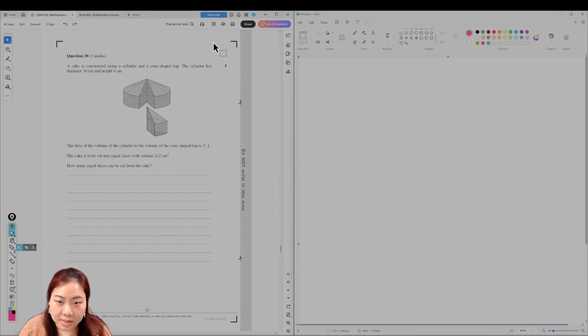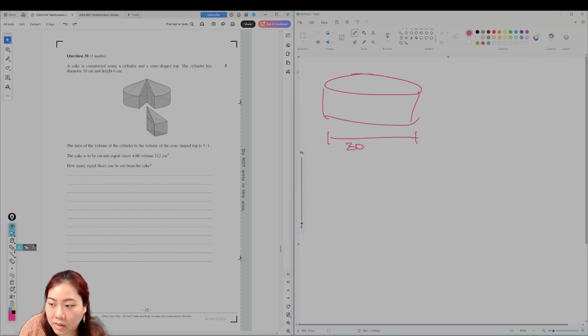Question 38, 3 marks. A cake is constructed using a cylinder and a cone-shaped top. Of course it is. The cylinder has a diameter of 30 centimeters and 6 centimeter height. Nothing about the cone. Okay, the ratio of the volume of the cylinder to the volume of the cone is 5:1.